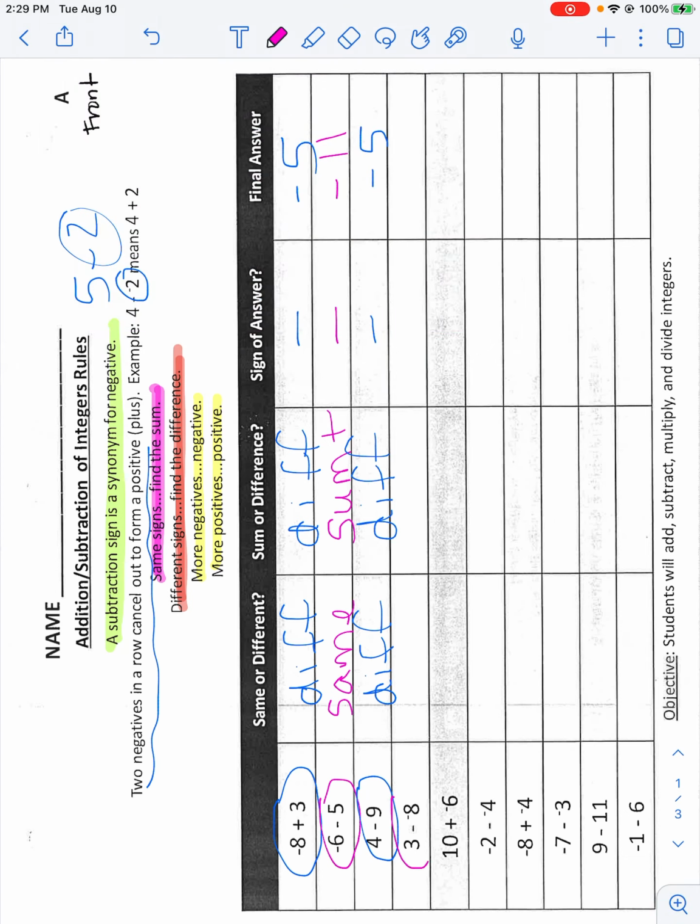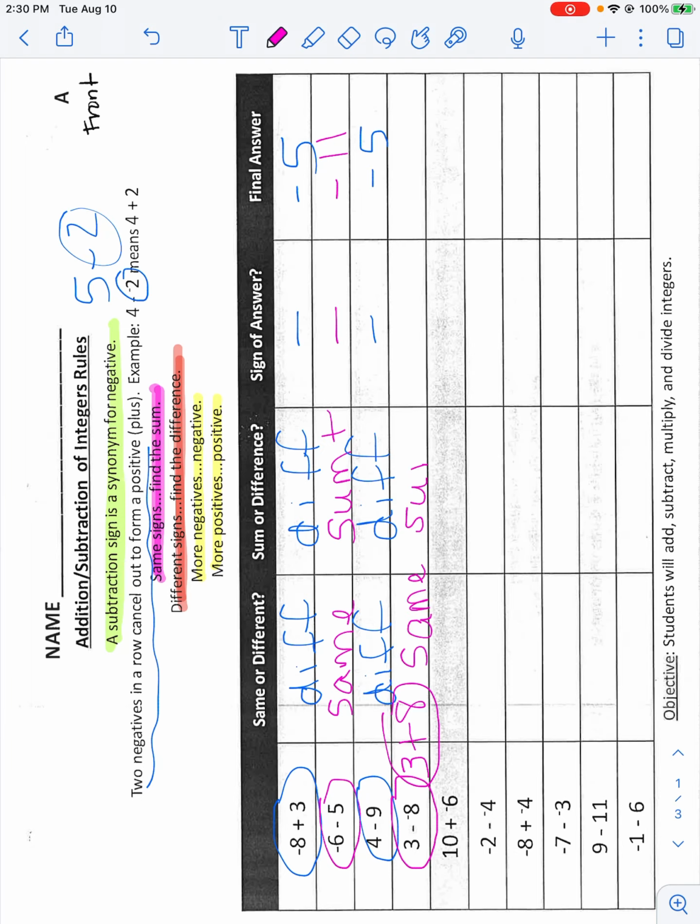Now we got to pay attention to this one very carefully. 3 minus negative 8. Minus minus becomes a plus. So I'm going to rewrite that as 3 plus 8. Now, after you've rewritten the problem is when we apply our rules. Now that I've changed my two negatives to a positive, now I have a positive 3 and a positive 8. So my signs are the same.